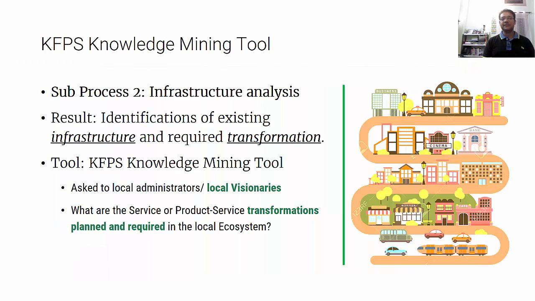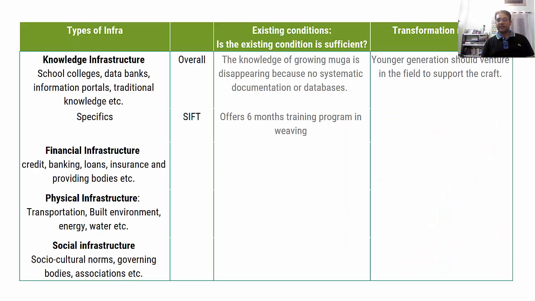The second is the KFPS mining tool, which is for infrastructure analysis in the SEE context. The result of this tool is an identification of existing infrastructure as well as the transformation required for the infrastructure. Again, this tool is supposed to be executed in a participatory manner along with local visionaries in the SEE. This is what the tool looks like.